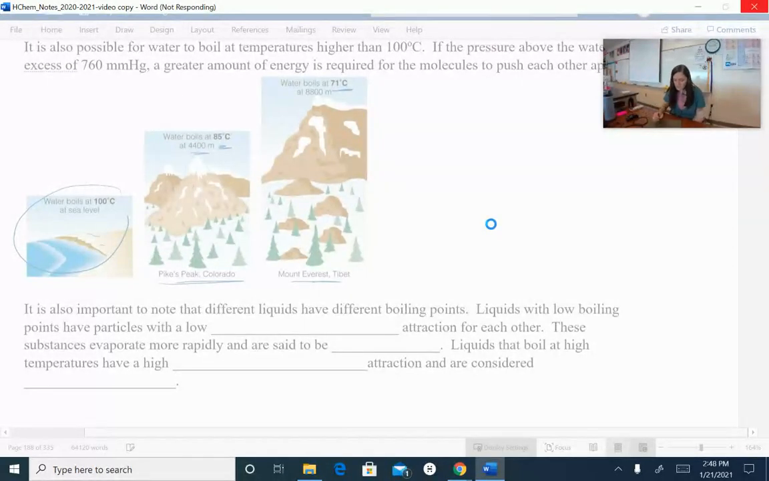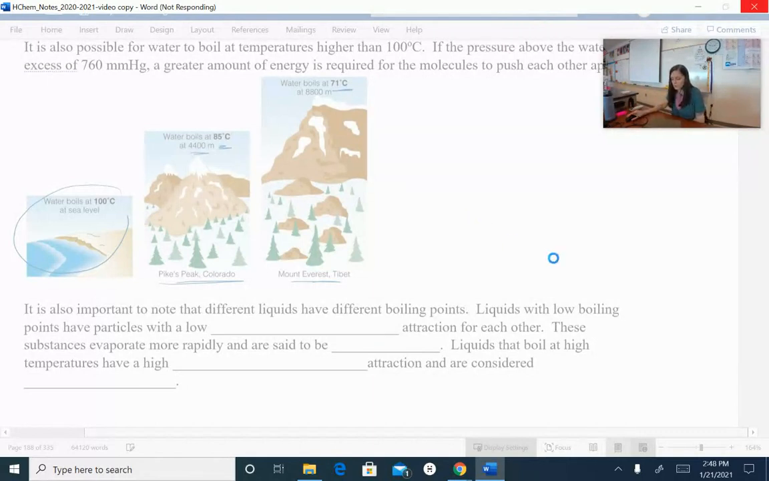Okay, and then liquids that boil at high temperatures have high intermolecular forces, and they have very high attractions to their neighbors, so they are considered non-volatile. Okay? So remember, low IMFs mean very low boiling points and high volatility. High IMFs mean very high boiling points and very low volatility.